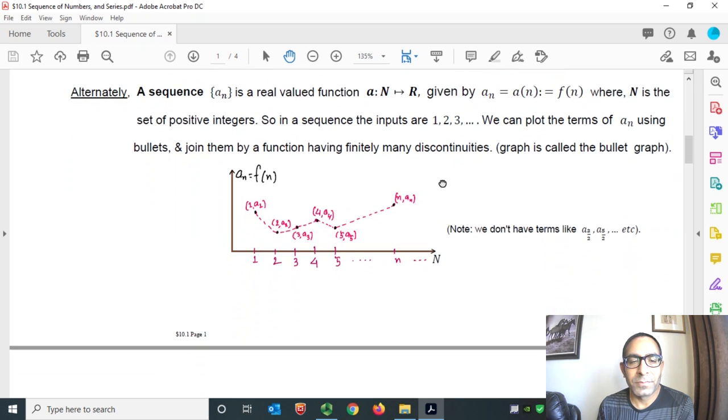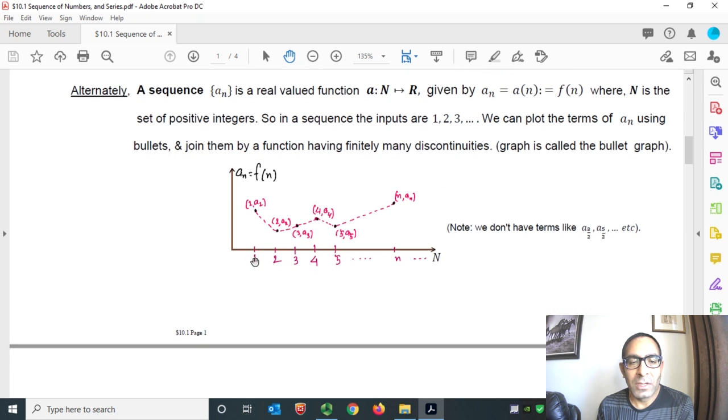So for example, when input is 1, output is a1, so the ordered pair is 1 comma a1, and we plot this ordered pair here. Similarly, when input is n equals 2, then output is a2, so we have an ordered pair 2 comma a2, and we plot that ordered pair here. Similarly, for any input n, the output is an, so we have ordered pair n comma an, and we plot the ordered pair here. Then we join those points.